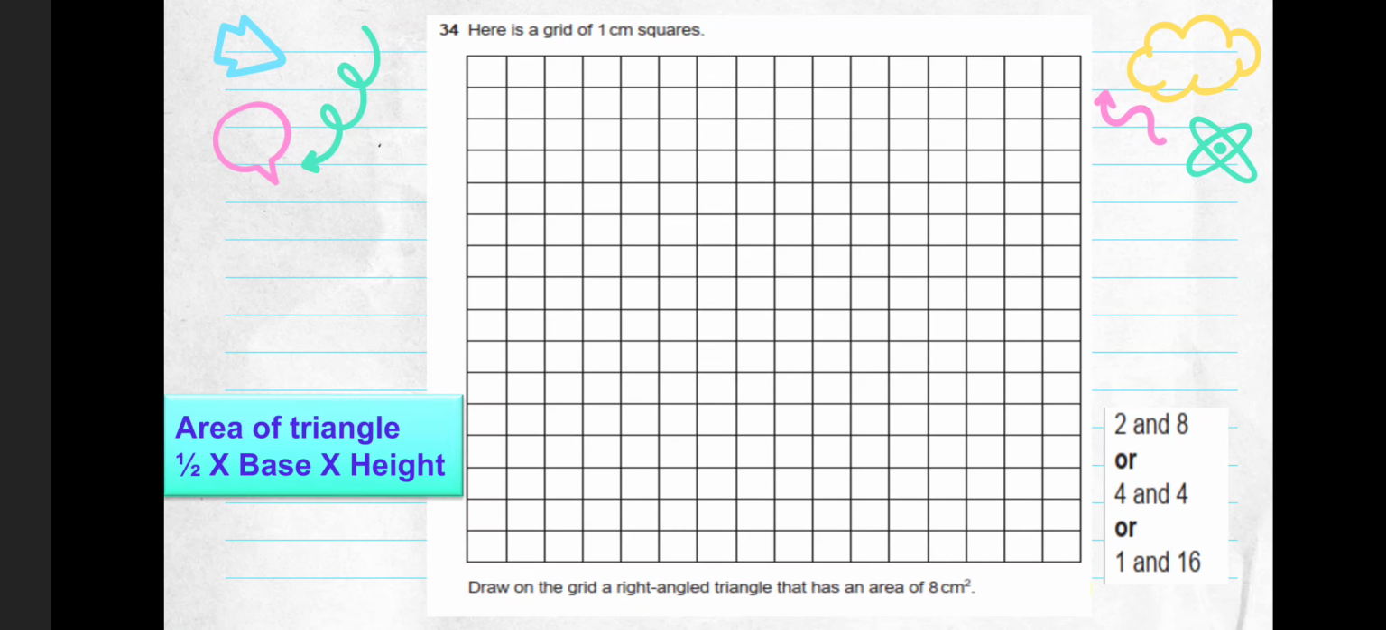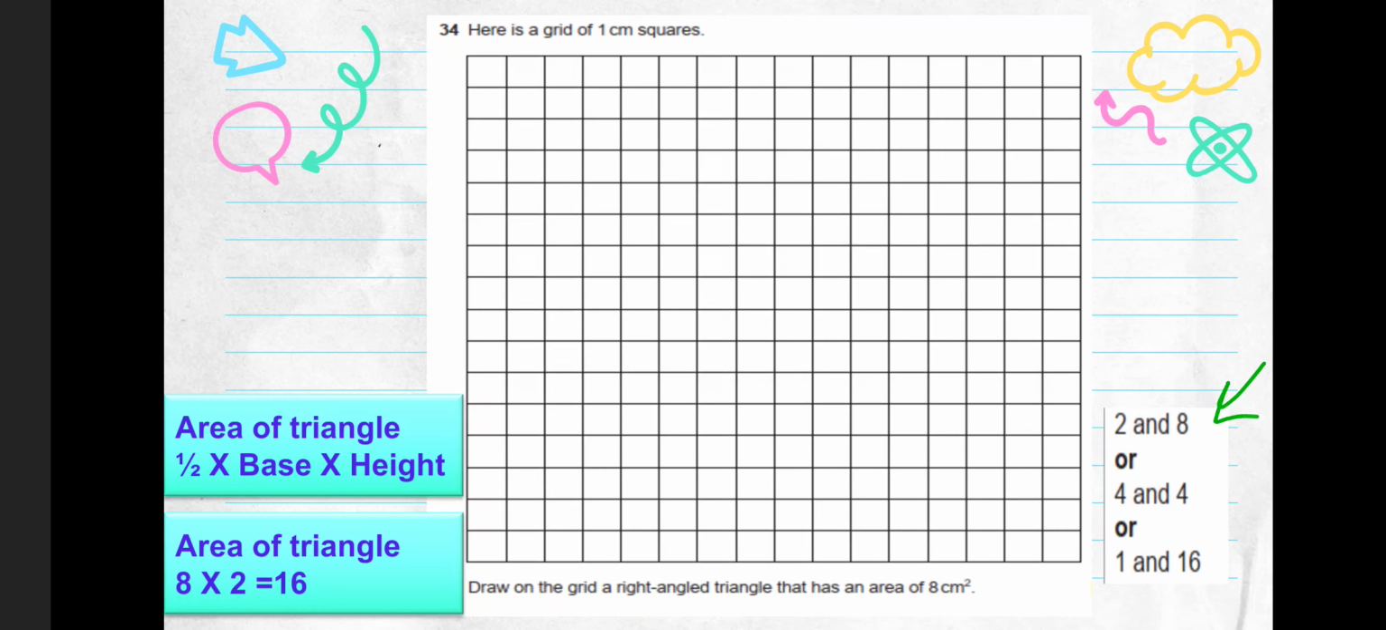Draw on the grid a right angle triangle that has an area of 8 square centimeters. So what is the rule? Let's recall the rule of the area: half times base times height. So to find a triangle with area 8, we will use inverse operation. Since the area here is 8, I would use 8 times 2, 16. And then think, what are the two numbers that give me 16? For example, 2 and 8, or 4 times 4, or 1 times 16. All of these can give us 16.